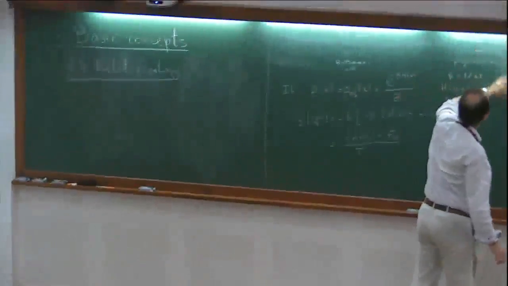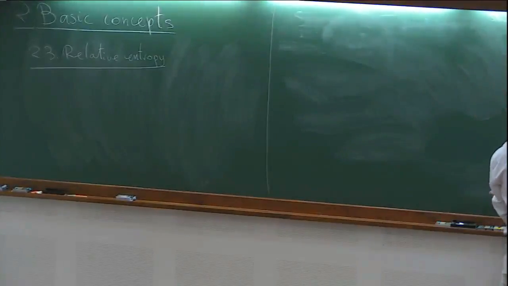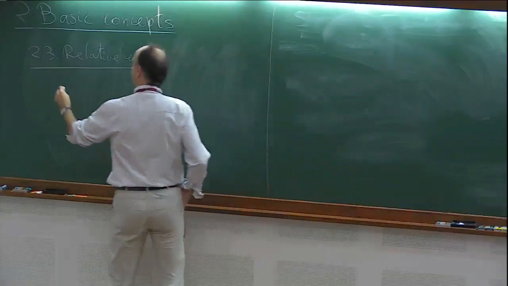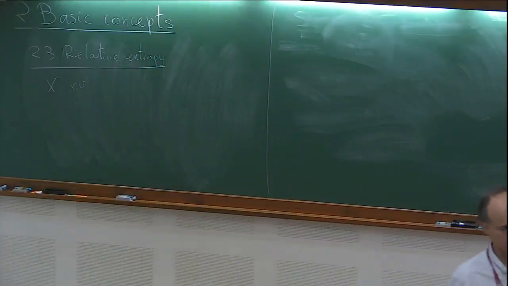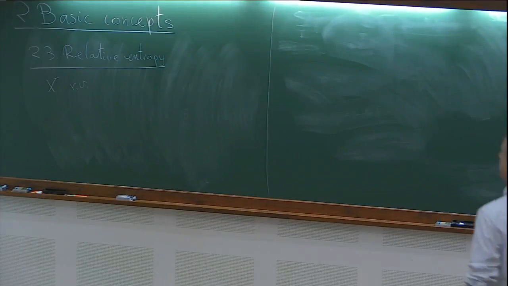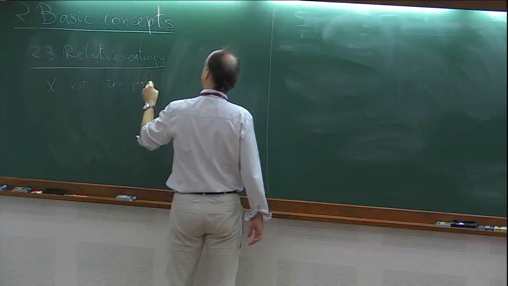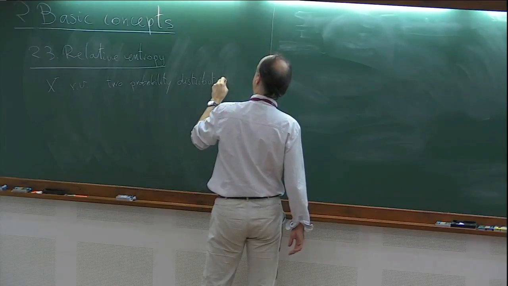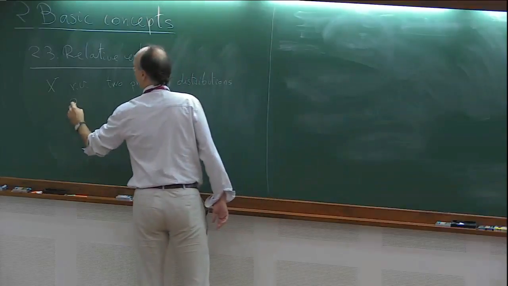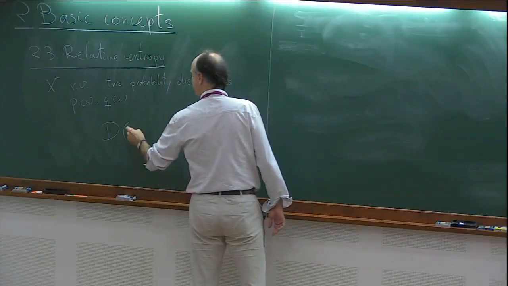And relative entropy. Relative entropy is defined for a single random variable. But this random variable can be distributed according to two possible probability distributions. So you have two probability distributions. One is P of X, and the other is Q of X. So the relative entropy is defined as this.